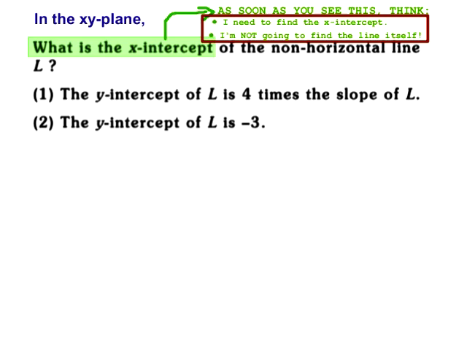Also, statement 2 is pretty clearly not sufficient because the y-intercept doesn't tell you where the x-intercept is. This means the line crosses the y-axis at (0, -3). That's nice, but it doesn't tell you where it's going to hit the x-axis.